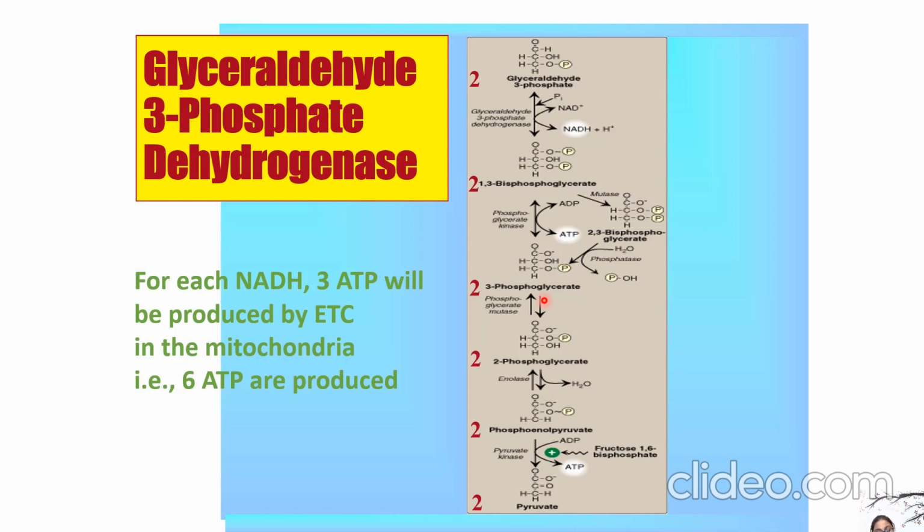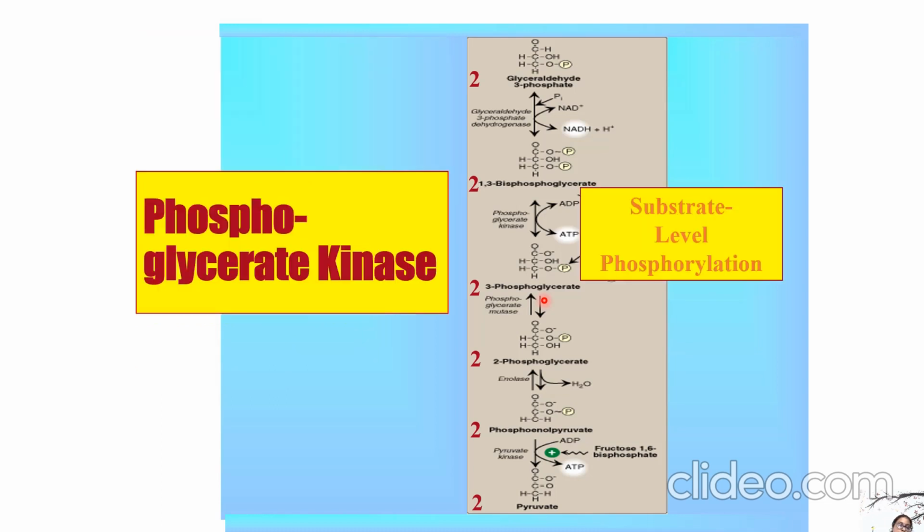Then PEP, or phosphoenol pyruvate, will give rise to pyruvate with the involvement of pyruvate kinase. This process is positively regulated by fructose 1,6-bisphosphate. ADP is converted to ATP. Now, the step of phosphoglycerate kinase, where ADP gets converted to ATP, is known as one level of substrate level phosphorylation.